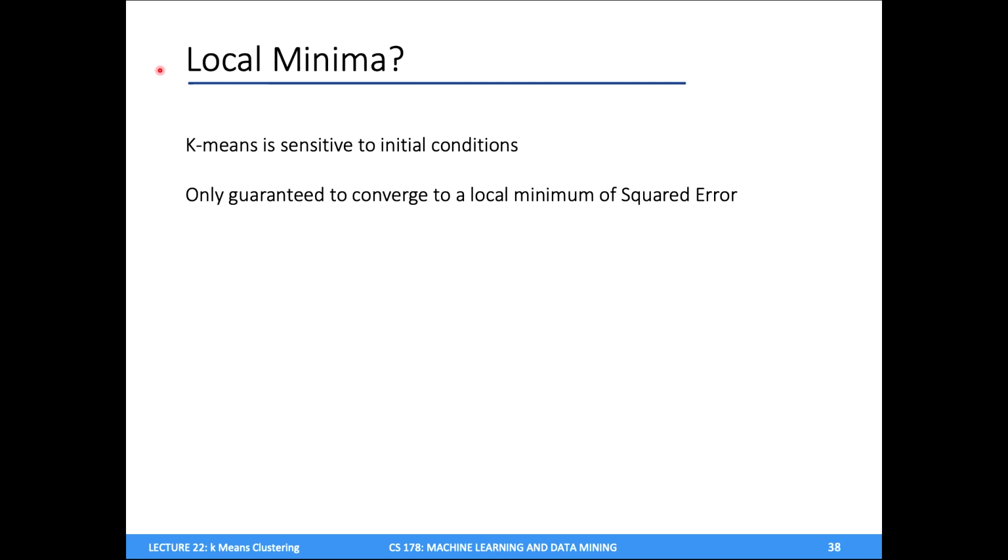Okay, in the portion about squared error and convergence, I mentioned that you can actually get stuck in local minima of this squared error metric with kMeans. And in practice, what this means is that kMeans is very sensitive to how you initialize these clusters.